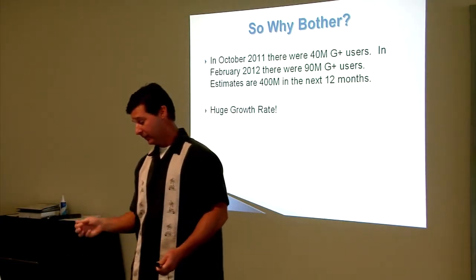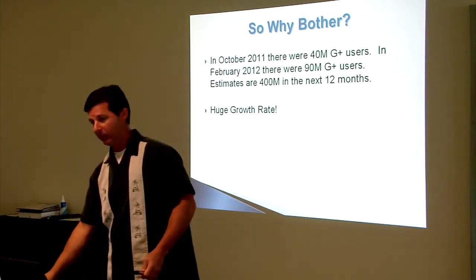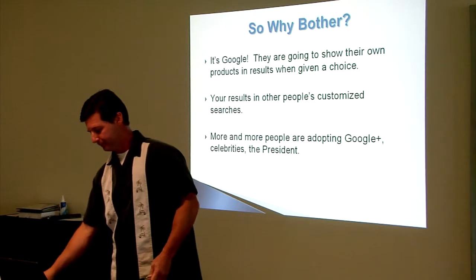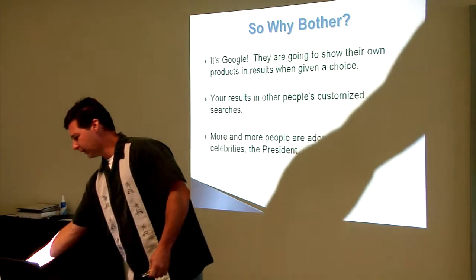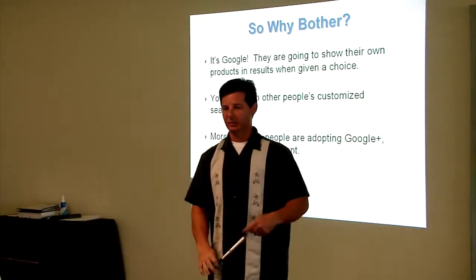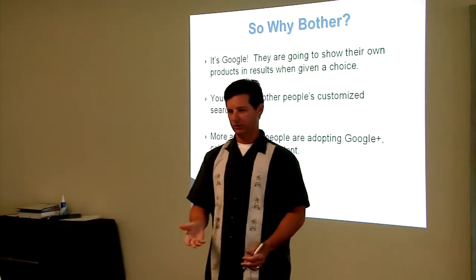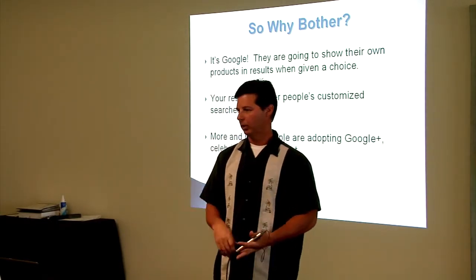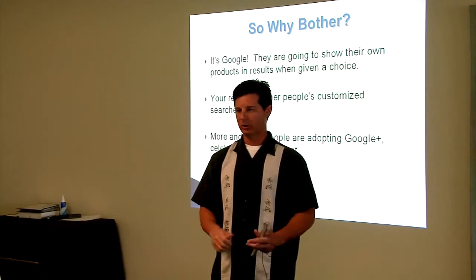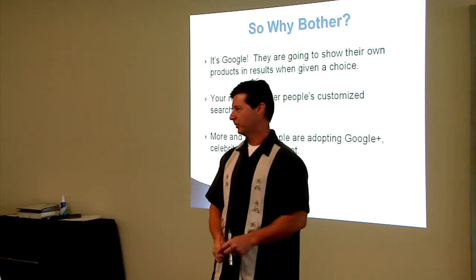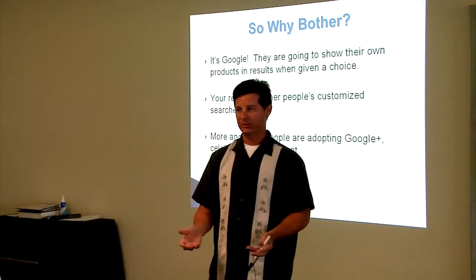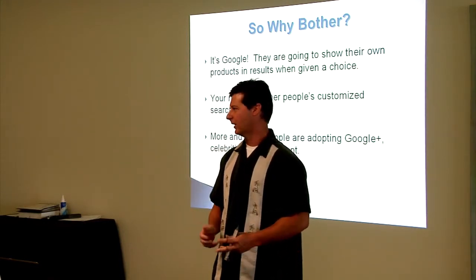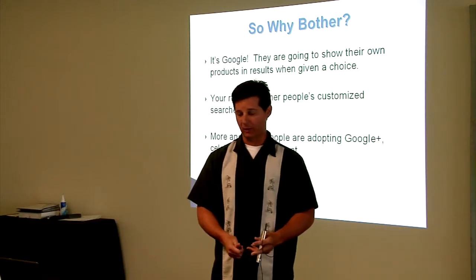They're estimating that by next year there'll be about 400 million users on Google+, which is a huge growth rate. So think about it. If Google has the opportunity in a search result to show a Twitter tweet or a Facebook post or a Google+ post, what are they going to show? It's Google. They're going to show a Google+ post, right? Assuming, of course, that it's relevant and all of that. They want to provide the most relevant result.